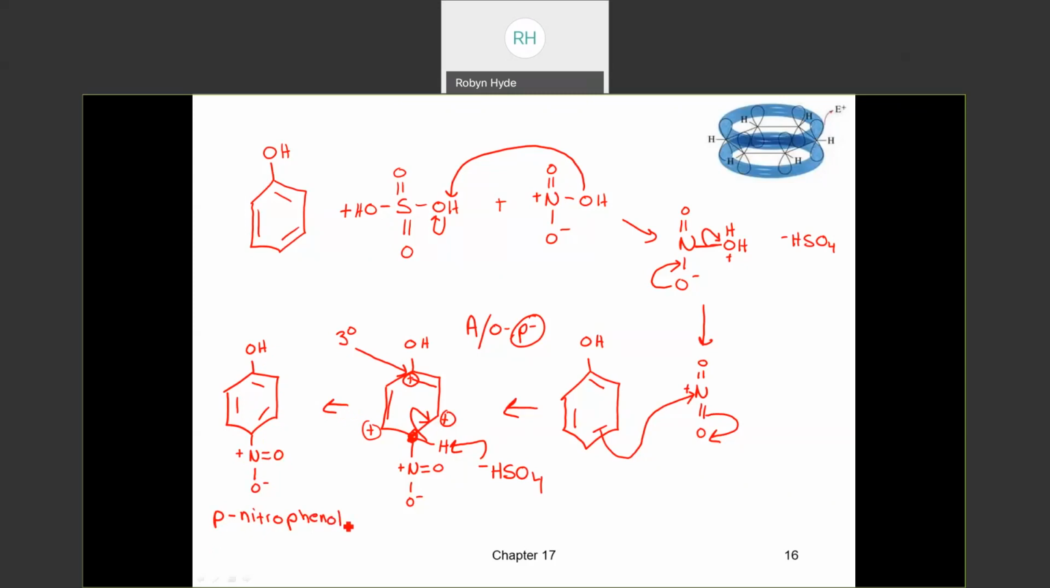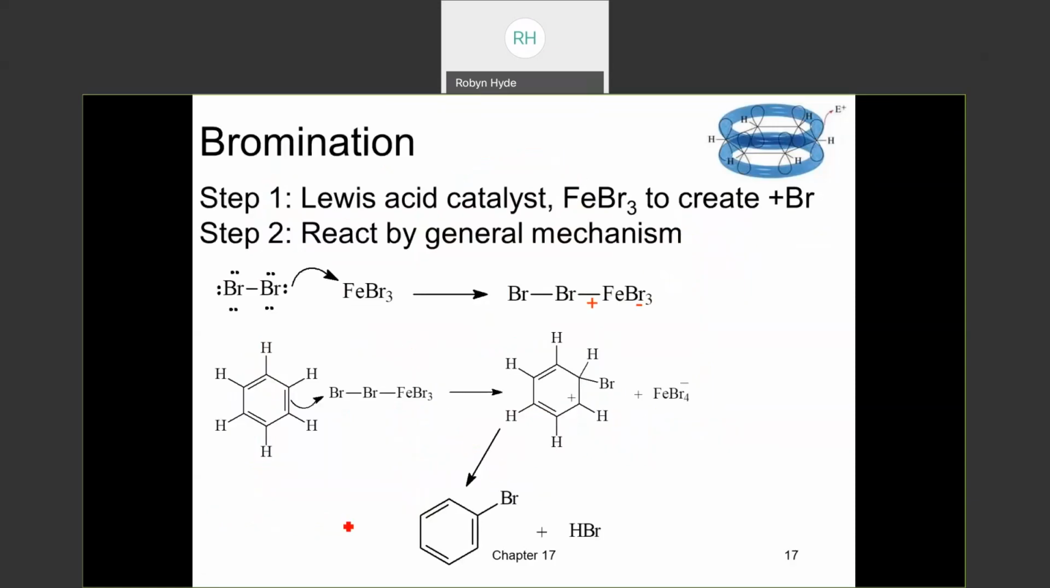Okay, and so then that is nitration chemistry. So first I have to form the nitronium electrophile, and then I do that benzene chemistry. So now let's look at a second kind of chemical reaction. Let's look at bromination. The steps are the same. First, I need to form my very good electrophile. Second, I react with benzene. So how do we get our good electrophile for bromination? Here is how it works.